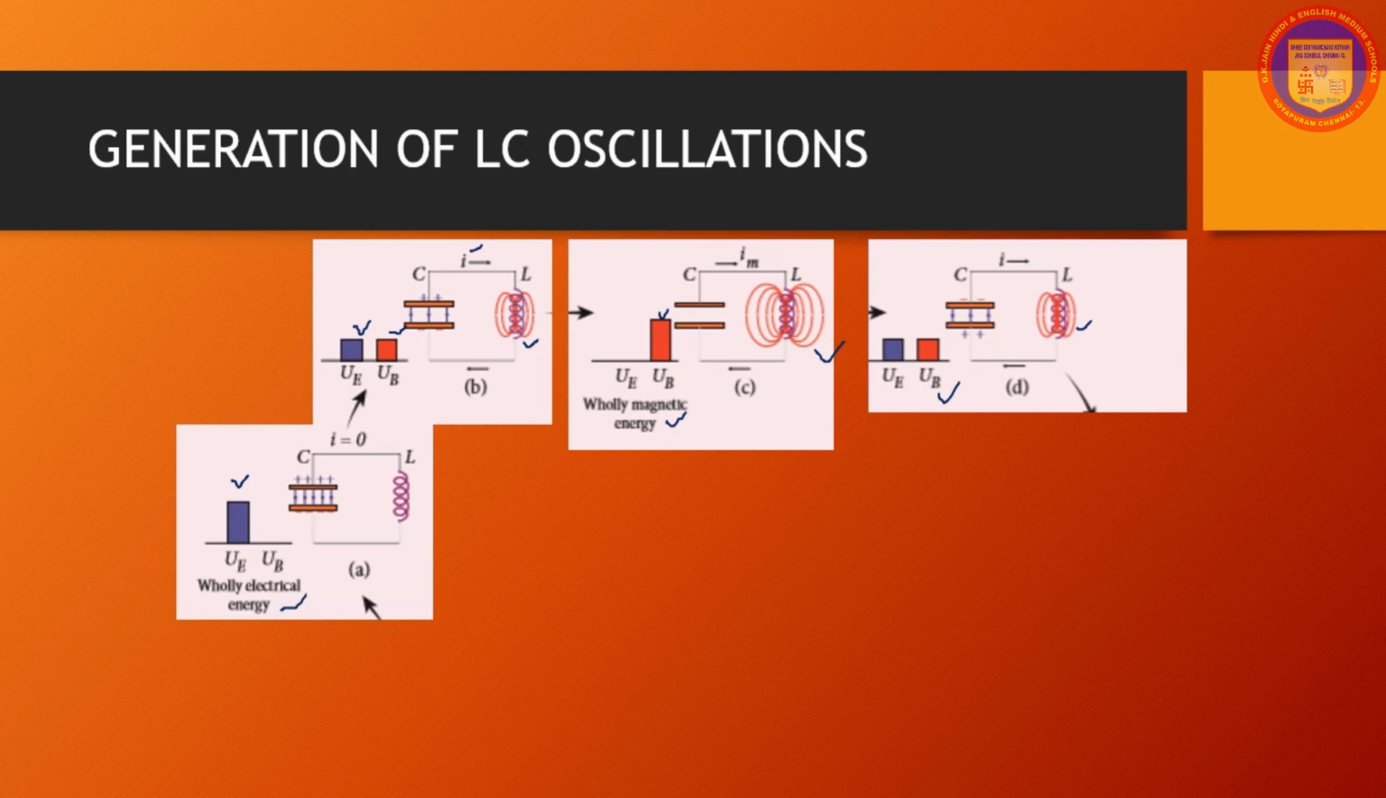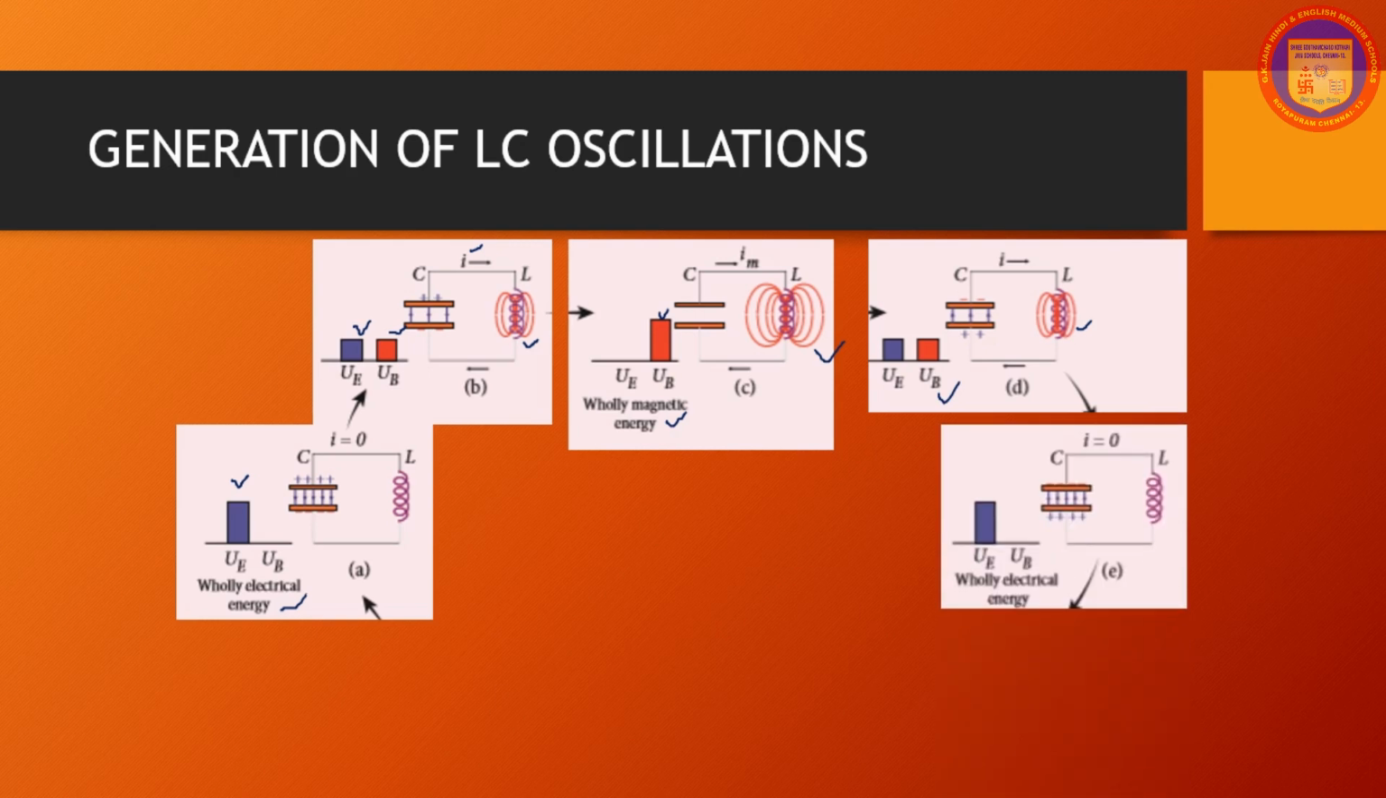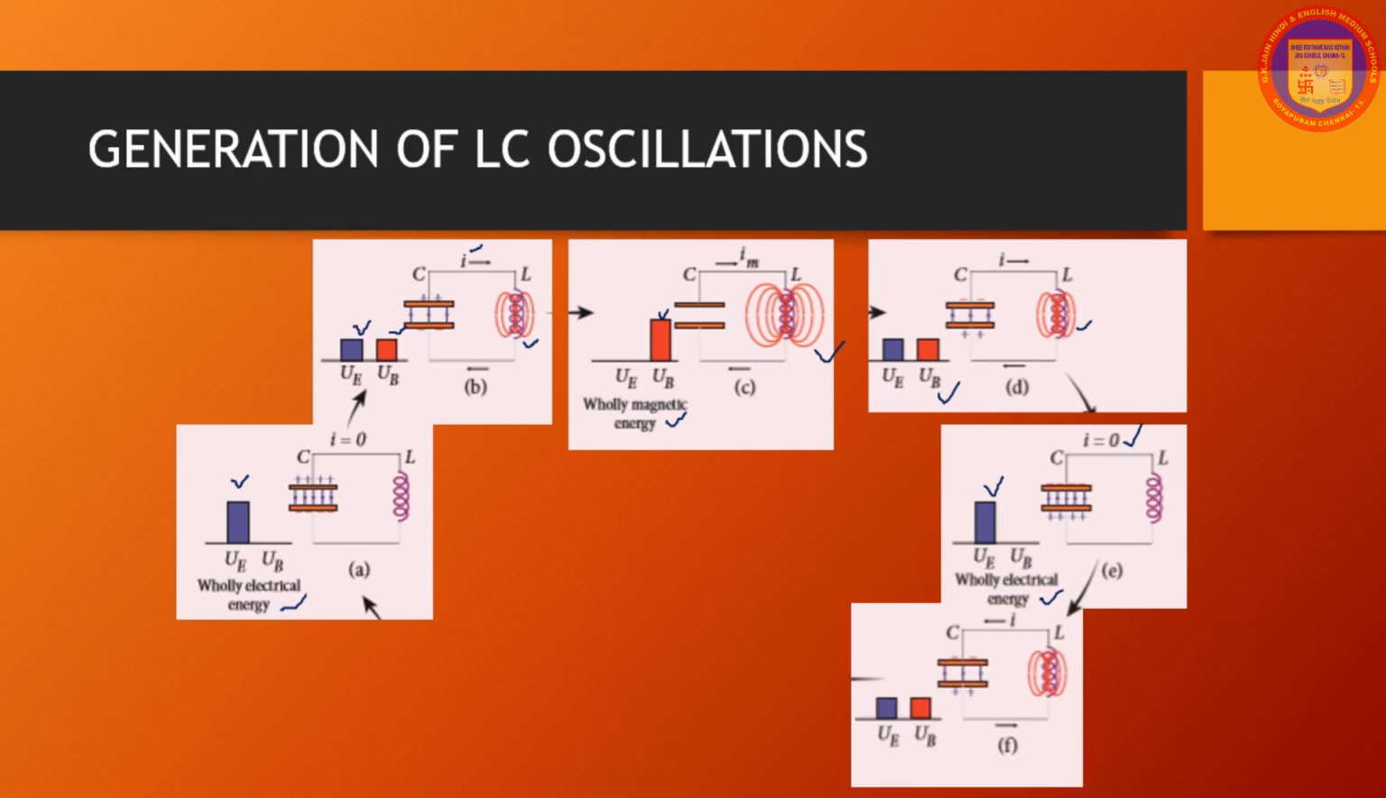When the current in the circuit reduces to 0, the capacitor becomes fully charged in the opposite direction. The energy stored in the capacitor becomes maximum. Since the current is 0, the energy stored in the inductor is 0. The total energy is wholly electric. The state of the circuit is similar to the initial state, but the difference is that the capacitor is charged in the opposite direction. The capacitor then starts to discharge through the inductor with an anticlockwise current. The total energy is the sum of the electrical and magnetic energies.